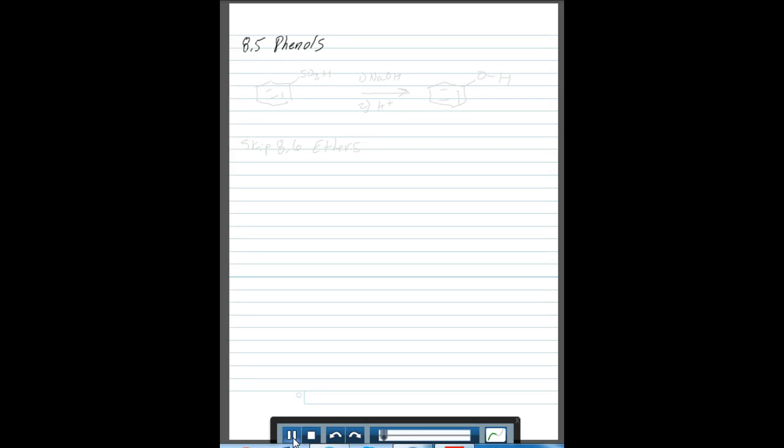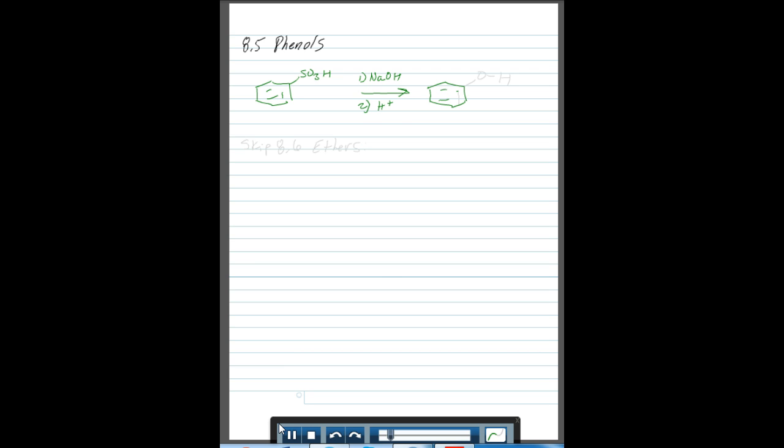Right, 8.5 is phenols. The way that you make a phenol is you start with the sulfonic acid, which we learned how to make in the aromatic chapter, and you add sodium hydroxide and you add acid. Okay, so it's a combo. Sodium hydroxide, and then the second step is adding acid, and you make a phenol.